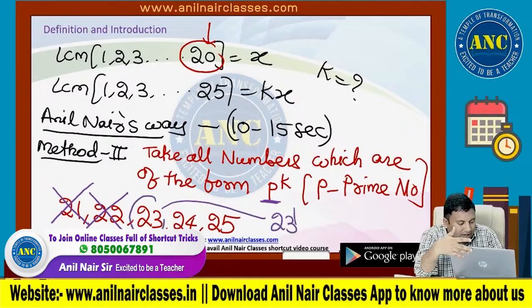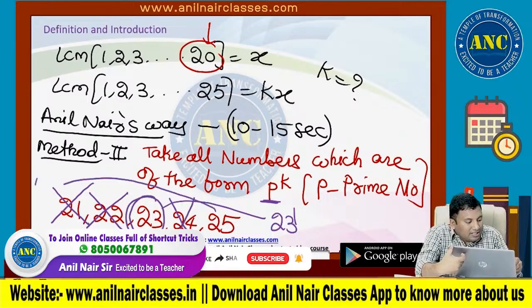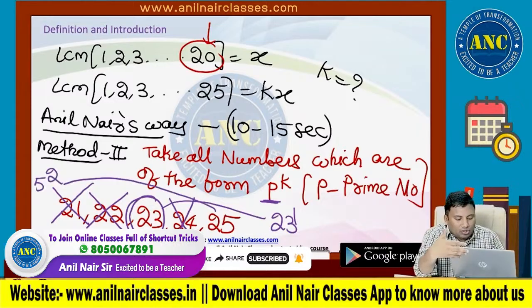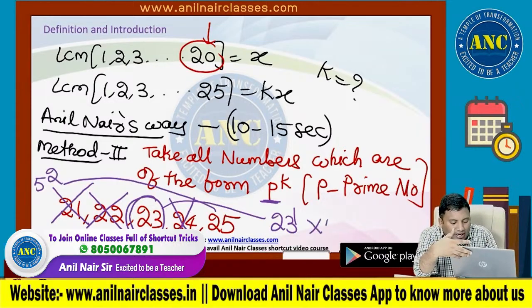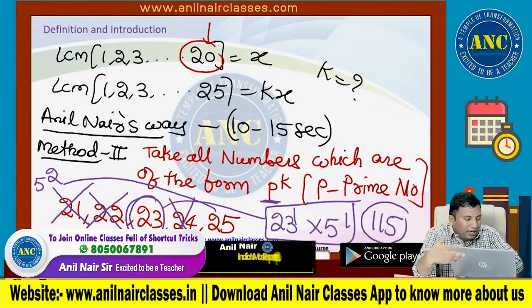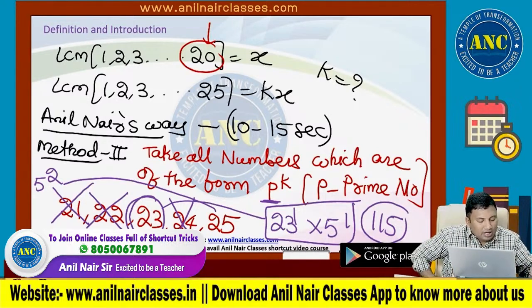Yes, I will take 23. 24 is 3 into 8. I will not take it. 25 is 5 square. Only one power of 5 is there in the question. So another 5 will come. 23 into 5 is 115.